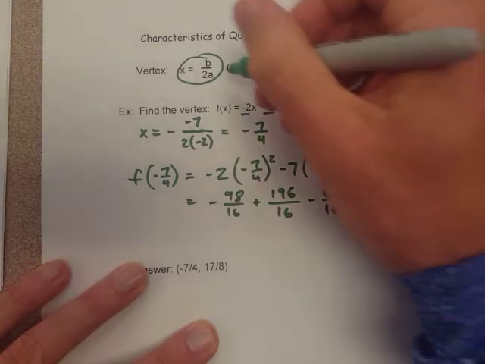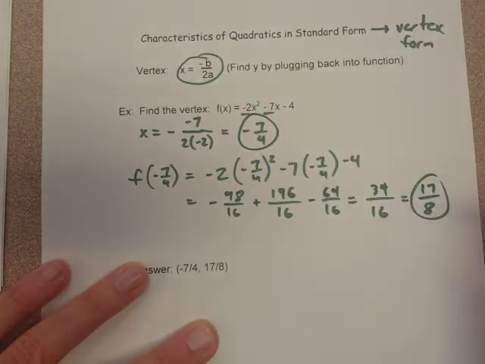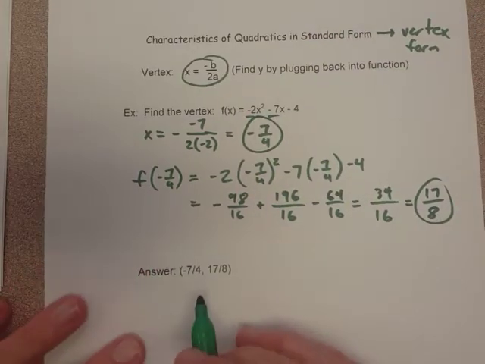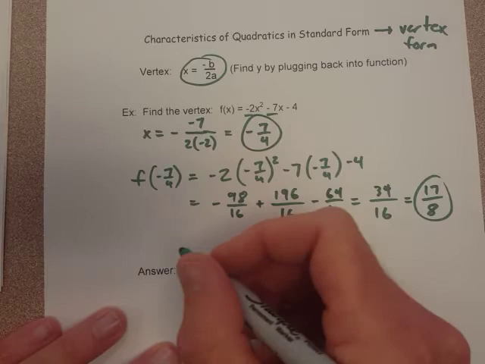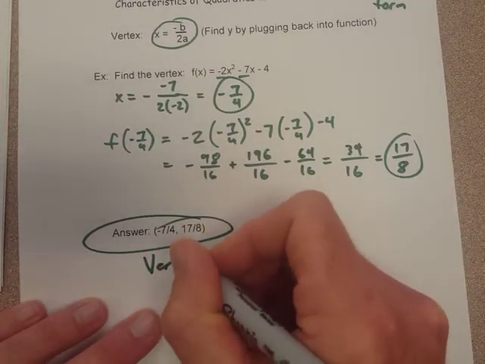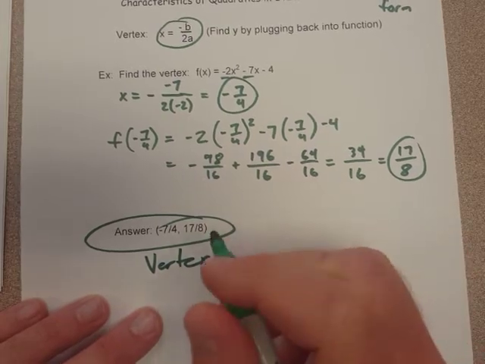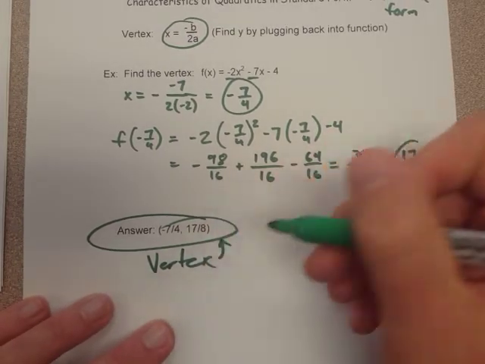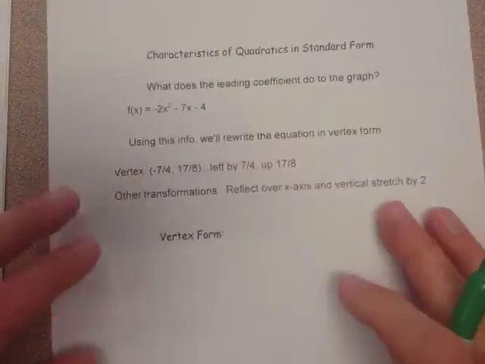So we've got an x value, we've got a y value, and that means that our vertex right here is what we were looking for. That's kind of the first step in finding vertex form, is getting what is the vertex. Now we'll take a look at the other stuff that we have here.